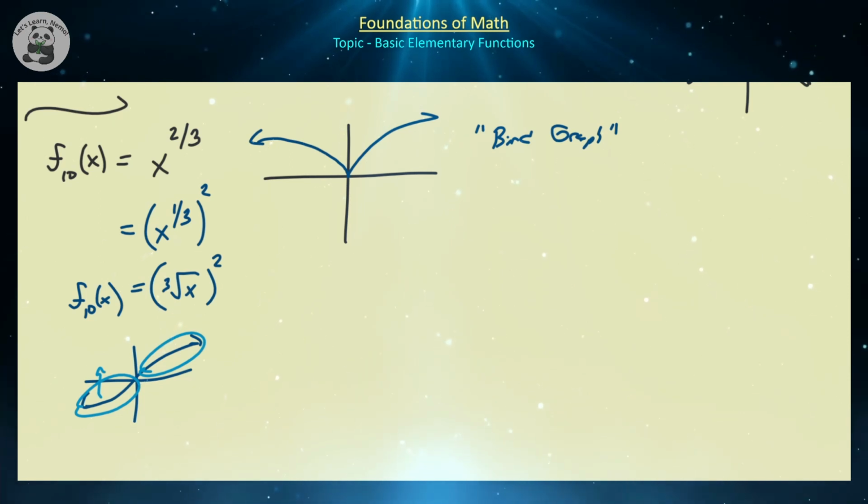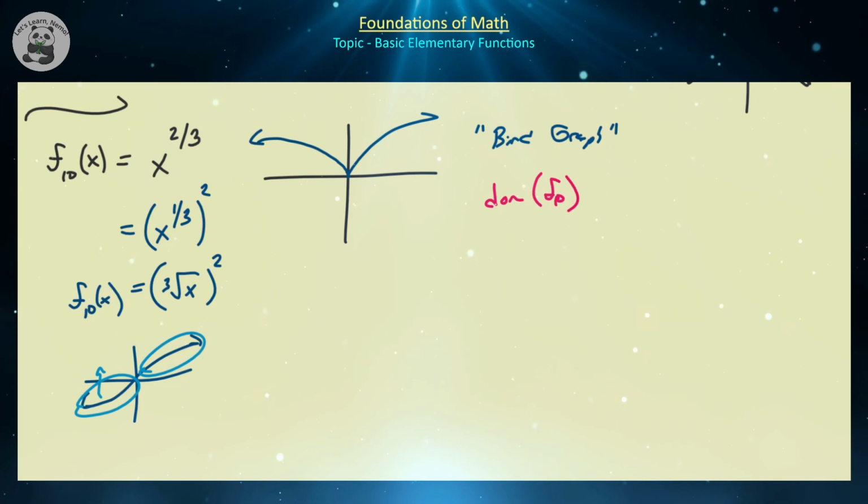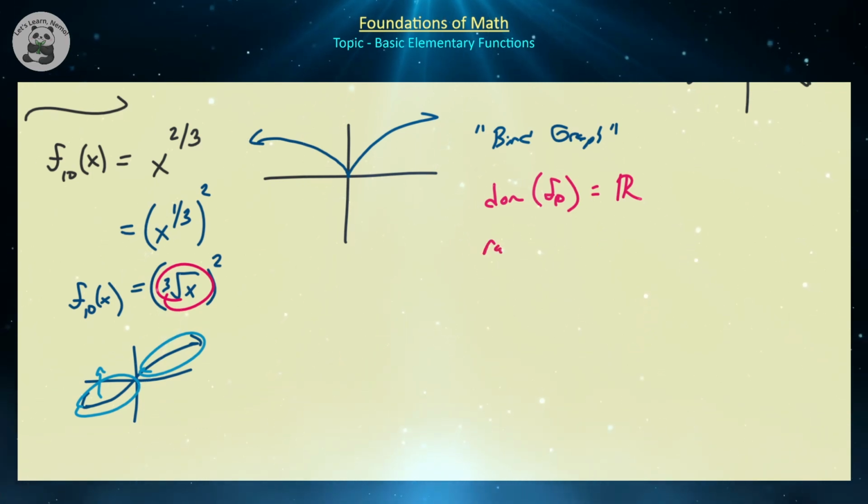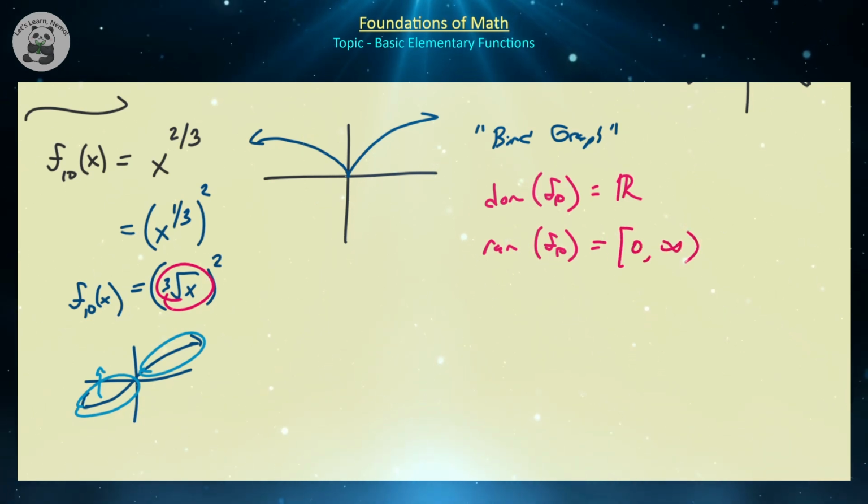So what is the domain of bird graph? The domain of this function, which we labeled f10, obviously is going to be equal to the set of all real numbers because we can take the cube root of any real number and then square it, so that's no big deal. And what would be the range of this relation? So obviously when we square elements, they're always going to be non-negative, so that's going to be equal to 0 to infinity. And of course, 0 to the 2/3 will be 0, so 0 would be included.